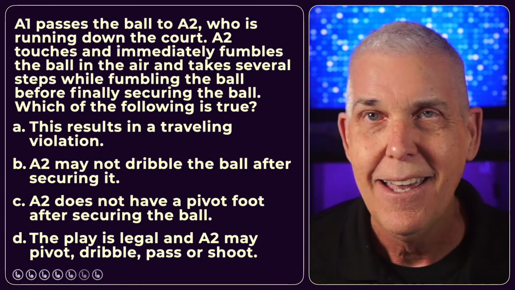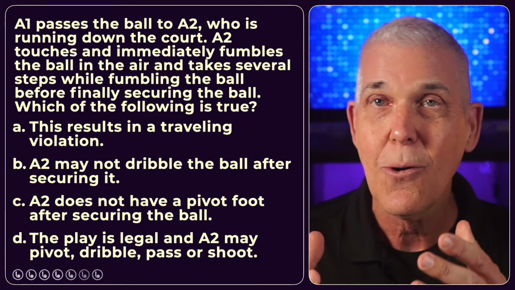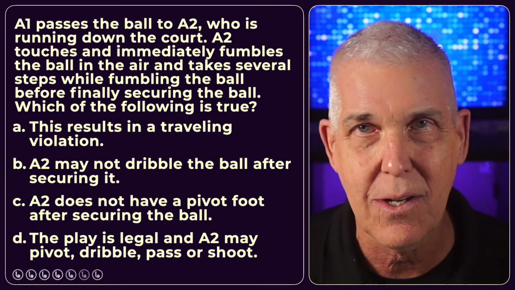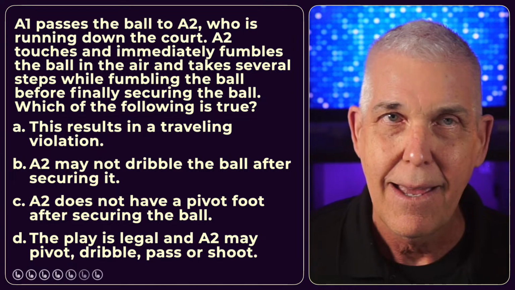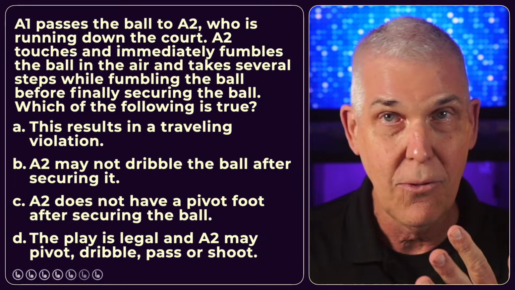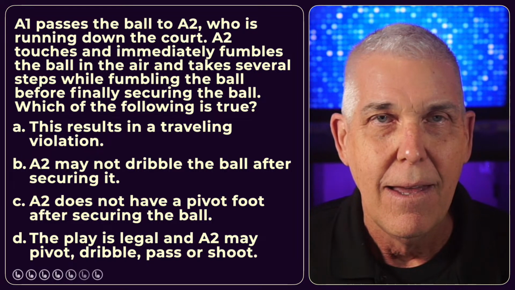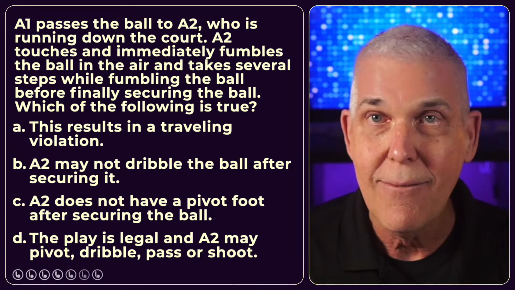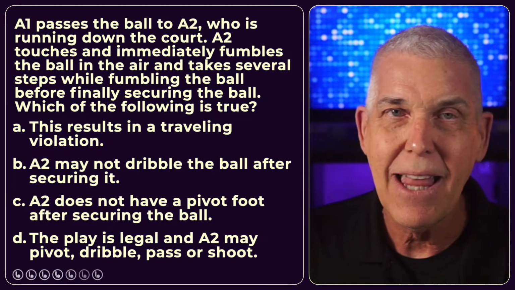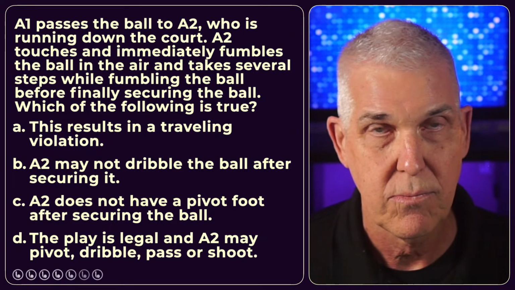Got to be something. Can we travel without holding the basketball? Has this player ever held the basketball or gained player control? No, they have not. This will not result in a traveling violation. After they secure the ball, there is no restriction at all on what they can do. They can dribble, they can pass, they can shoot, they can request a timeout. After they secure the basketball, they will have a pivot foot. Or D, the play is legal and A2 may pivot, dribble, pass, or shoot.